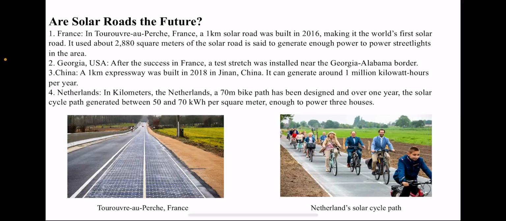In the Netherlands, a 70 meter bike path has been designed, and over 1 year the solar cycle path generated between 50 and 70 kilowatt hours per square meter, enough to power 3 houses.